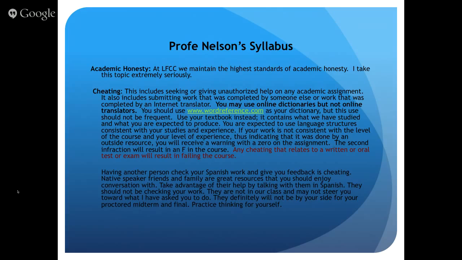Having another person check your Spanish work and give you feedback is cheating. Native speaker friends and family are great resources that you should enjoy conversation with. Take advantage of their help by talking with them in Spanish, but they should not be checking your classwork. They are not in our class and may not steer you toward what I have asked you to do. They definitely will not be by your side for your proctored midterm and final in a testing center. So you must practice thinking for yourself.